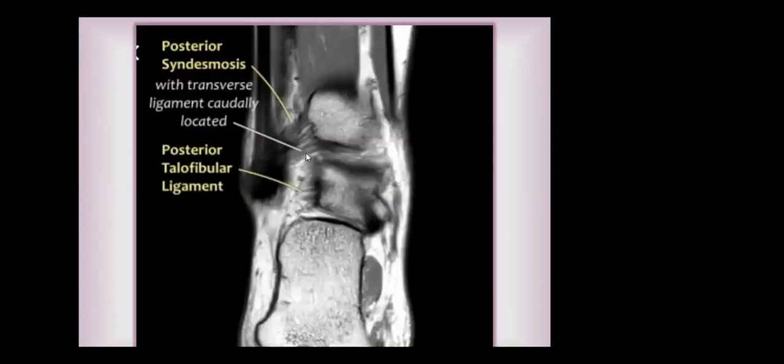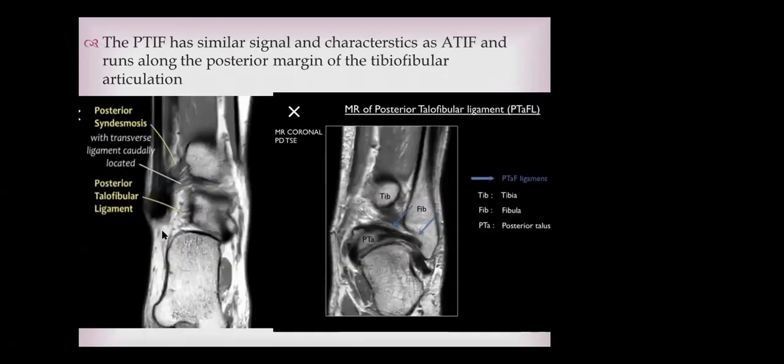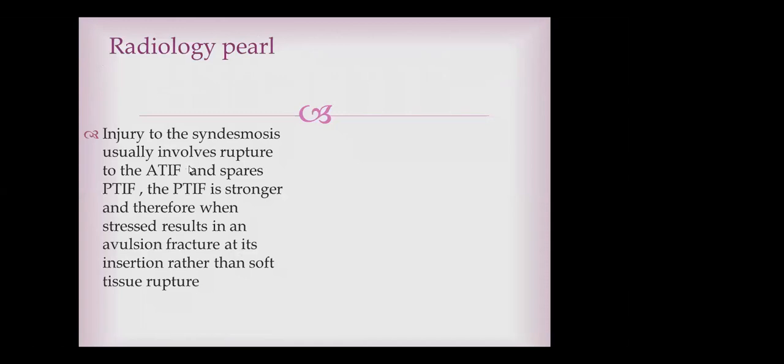This is a posterior picture, where we see the posterior tibiofibular, part of syndesmosis, and the posterior talofibular ligament. Also, these pictures show the anterior talofibular and anterior tibiofibular. This shows posterior tibiofibular and posterior talofibular. Radiologically, injury to syndesmosis usually involves rupture of the anterior tibiofibular ligament, because the posterior tibiofibular is stronger. If there is injury to it, it is usually associated with avulsion fracture rather than soft tissue rupture.